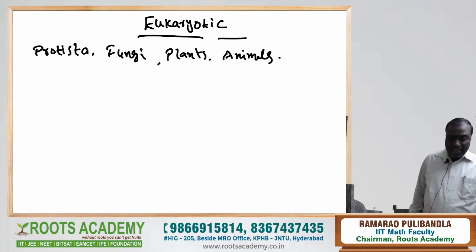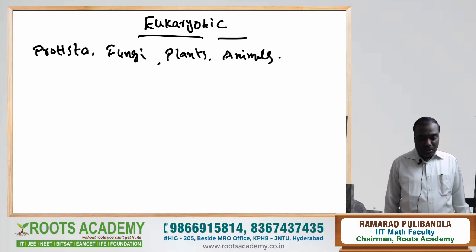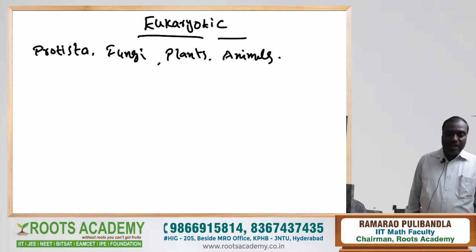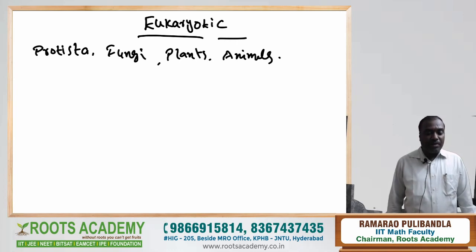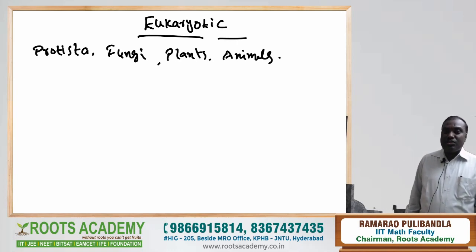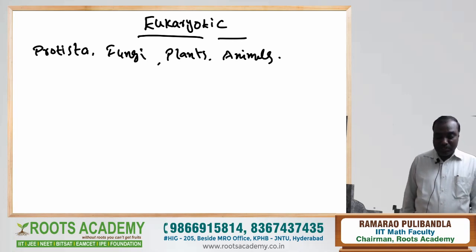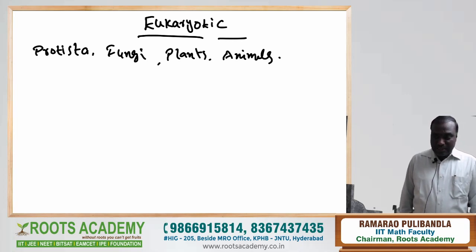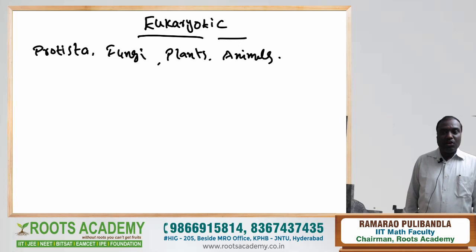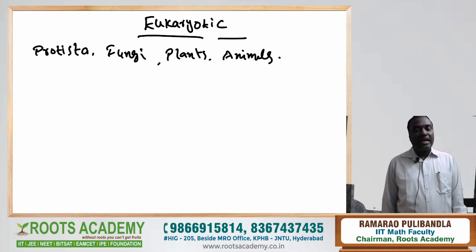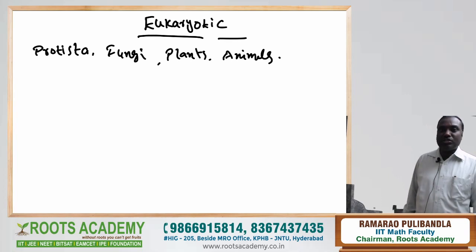Generally, the eukaryotic cell includes, as we already said, protista, fungi, plantae, and animalia. In our previous class, we discussed plant cell and the differences between plant cell and animal cell. Presence of cell wall is a unique property of plant cell which is absent in animal cell. The plant cell contains chloroplast which is absent in animal cell. Sap vacuoles are present in plant cell but absent in animal cell. Centriole is a non-membranous cell organelle which is a characteristic feature of animal cell but not of plant cell.